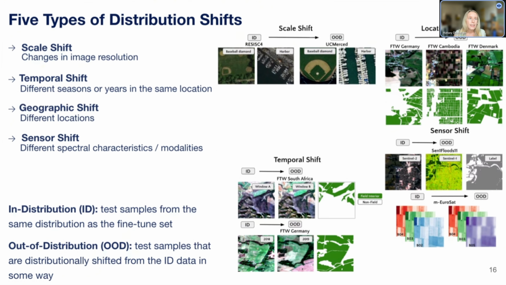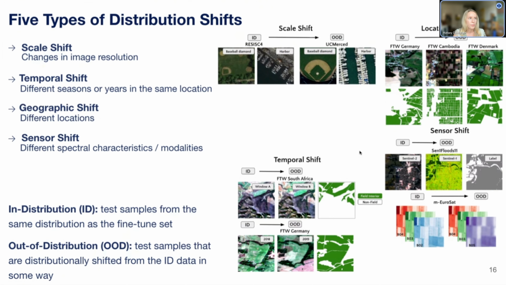Then we also look at sensor shifts. So these are different spectral characteristics or modalities. So we fine-tune on Sentinel 2 and our OOD is Sentinel 1. How do the models perform in that case? And we also look at just shifting one of the sensor bands in the M-Euro set dataset. So we take an RGB image as our ID set, and then we remove, for example, the G band and replace it with another band in the OOD set and see, how does the model perform in those cases.